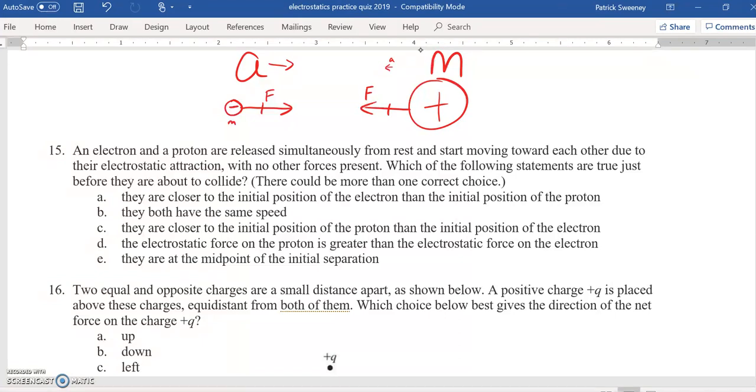So, when they meet, are they going to be closer to the initial position of the electron? Definitely not. The electron is going to have a bigger acceleration, so they're going to meet closer to the proton, which is choice C. They're not going to have the same speed because, again, the electron has a bigger acceleration. The forces they share are the same, and they would only meet at the midpoint if they were equal masses.